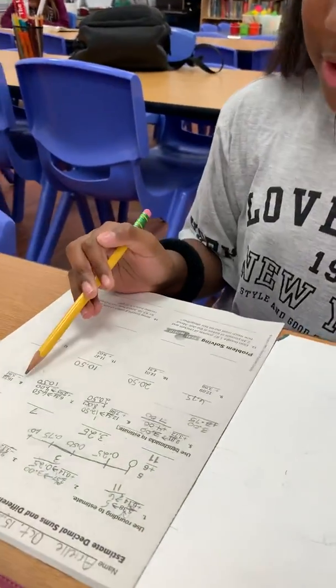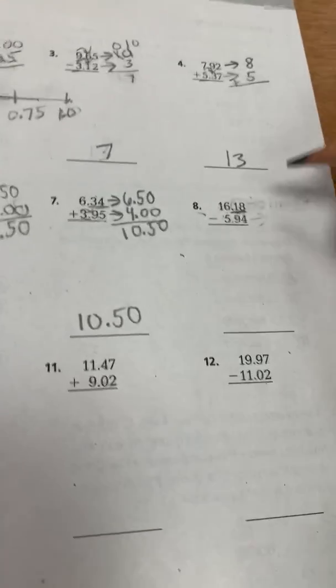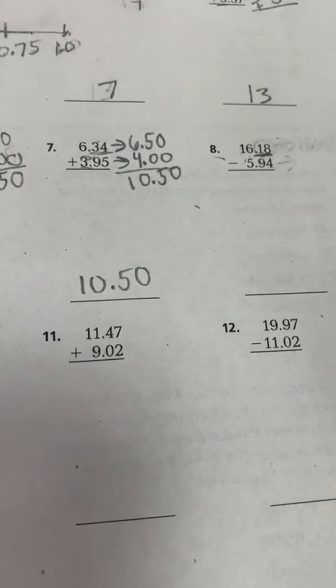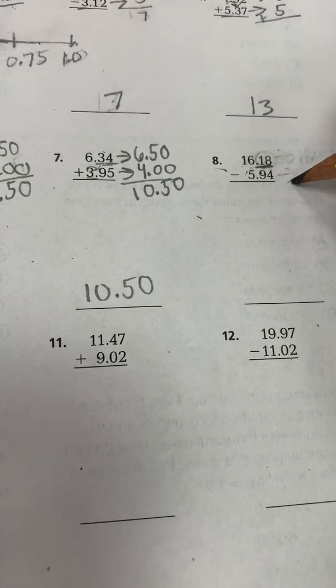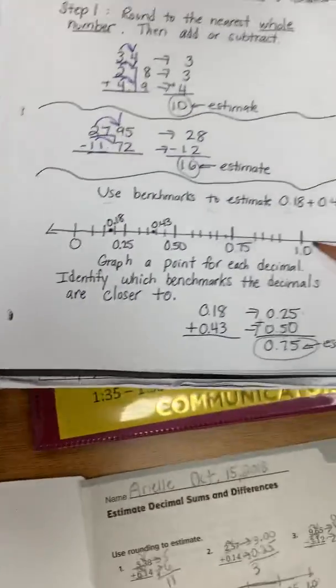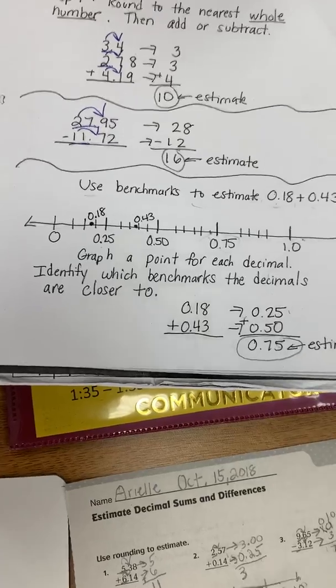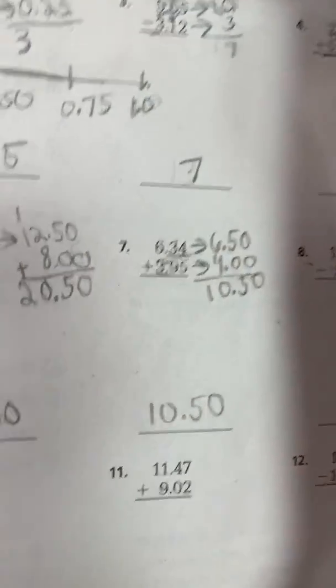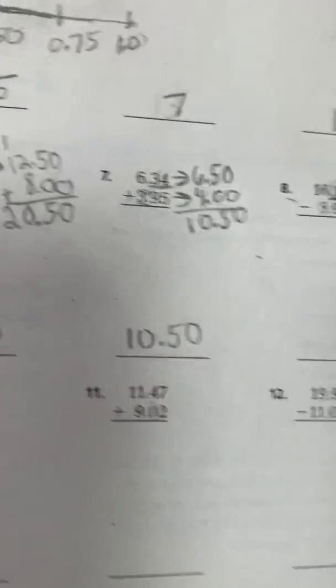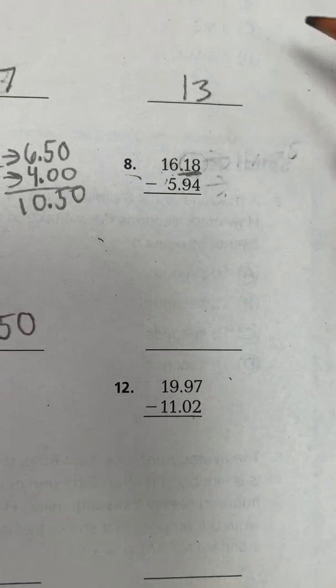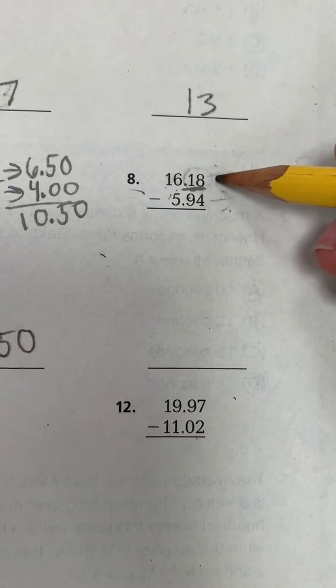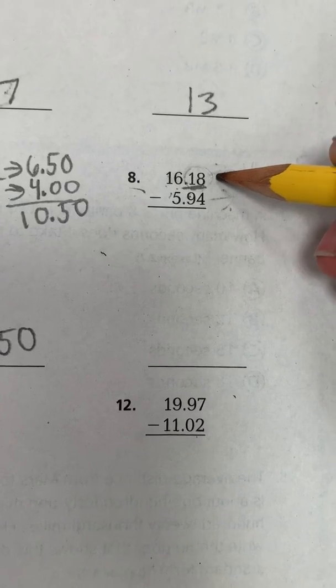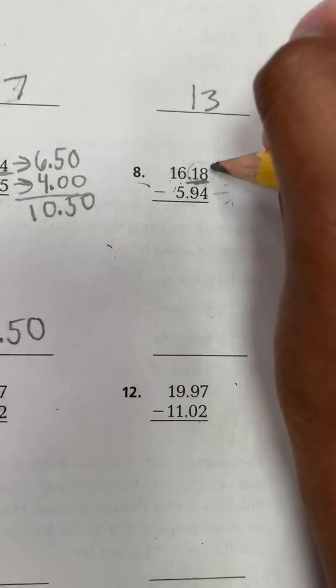So let's start on number 8. Okay. 16 and 18 hundredths. So what you would do is you're going to use benchmarks. You could use your graph and you'd see what it's close to. In this case, it is close to 0.25, but you would not just write 0.25 here. It would be 16 and 25 hundredths. Very good.